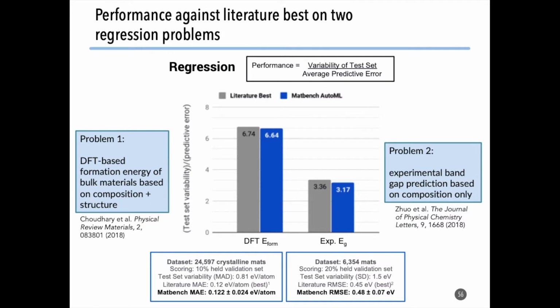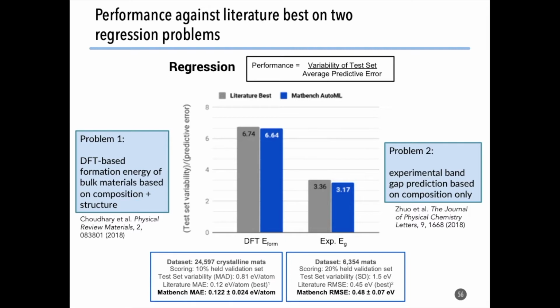So here are some results from that. These are two different problems that were presented in the literature, predicting formation energies of bulk materials based only on the composition and crystal structure, and also predicting band gaps based only on the composition of the material. And the bars, basically, higher means better. So we basically normalized the error of these two different problems so that higher meant better performance. And this is like a hand-tuned literature model where they wrote an entire paper about the machine learning model. And then the blue is what we get with our auto machine learning algorithm.